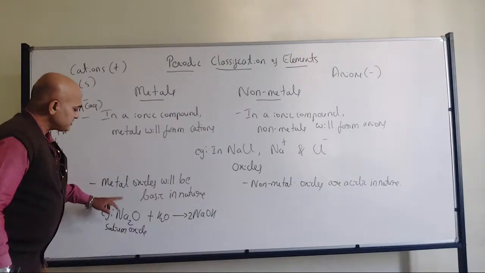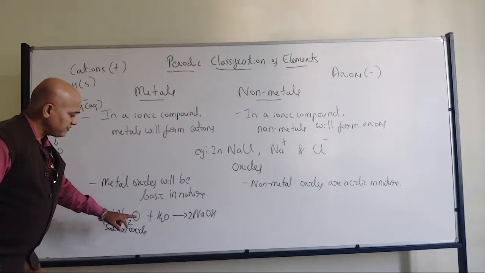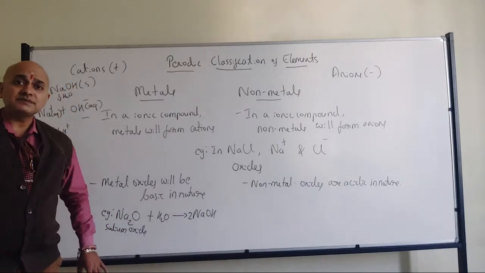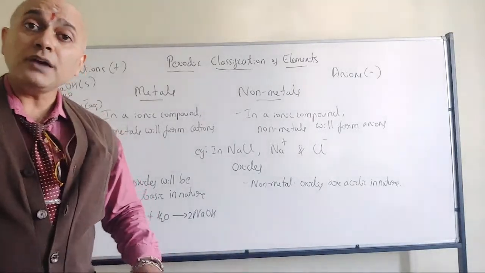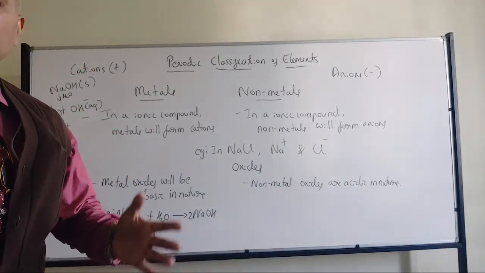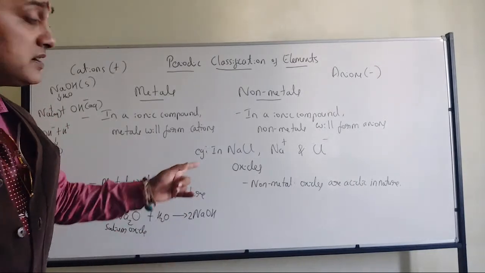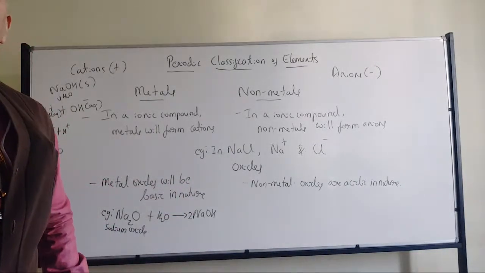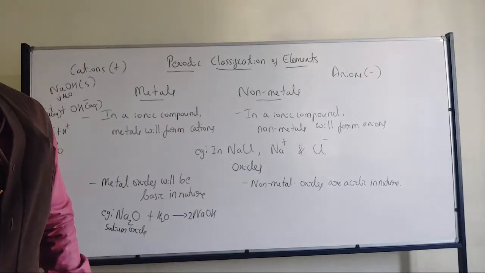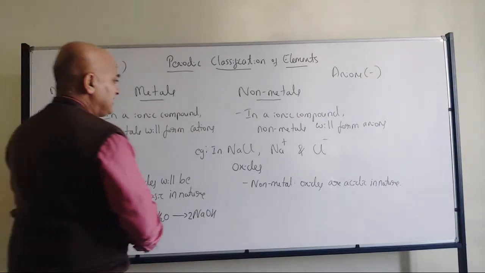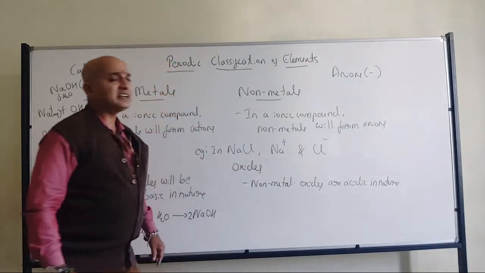So why metal oxide? As an example, I have taken sodium oxide. Why is sodium oxide basic in nature? Because sodium oxide by itself may not be involved in H+ decreasing, but it is going to form sodium hydroxide. Therefore, it is called a basic oxide. On the right hand side, I have written acidic oxide.